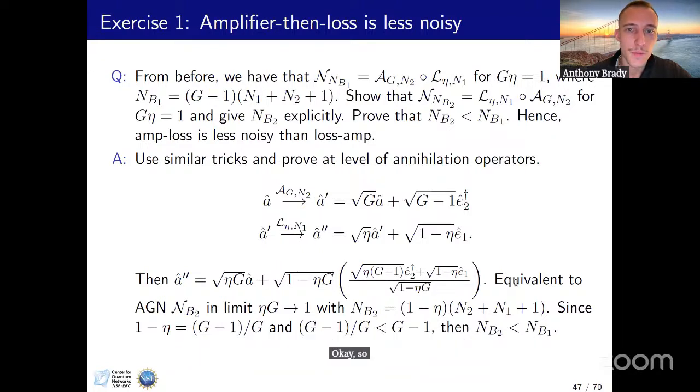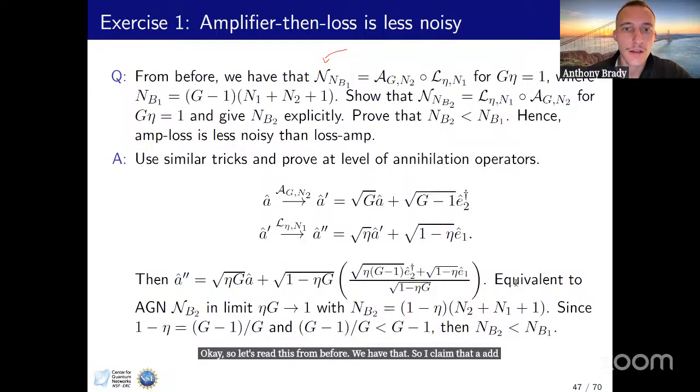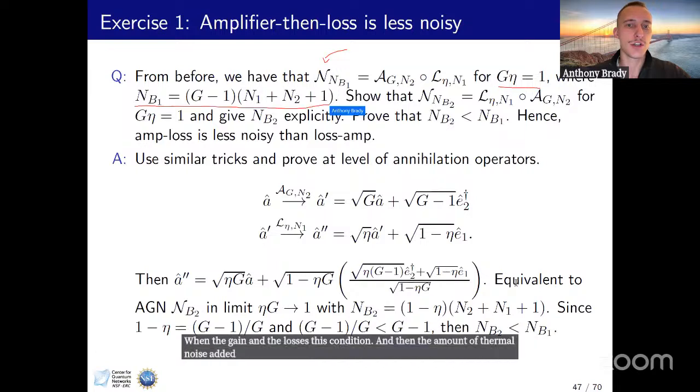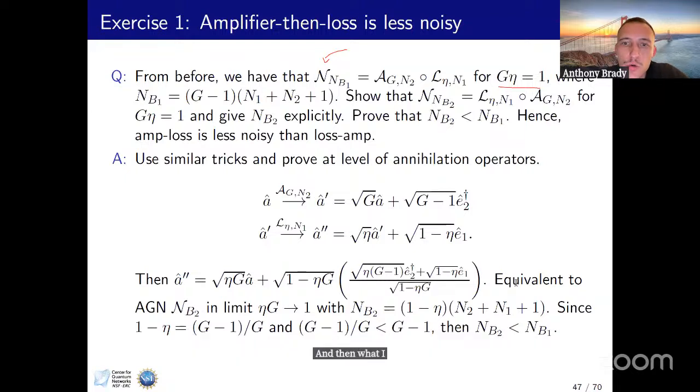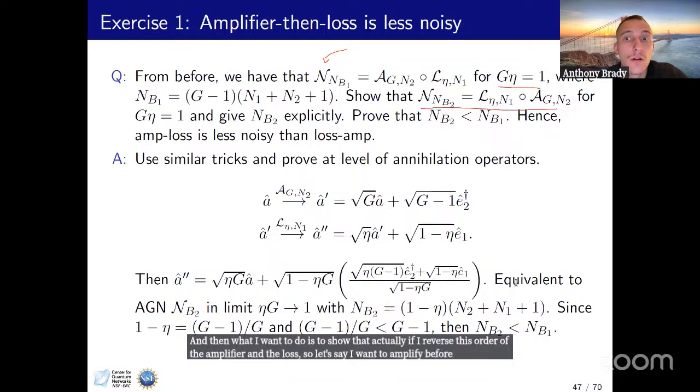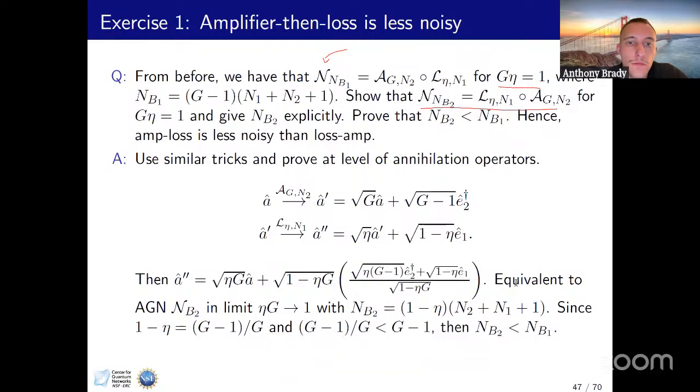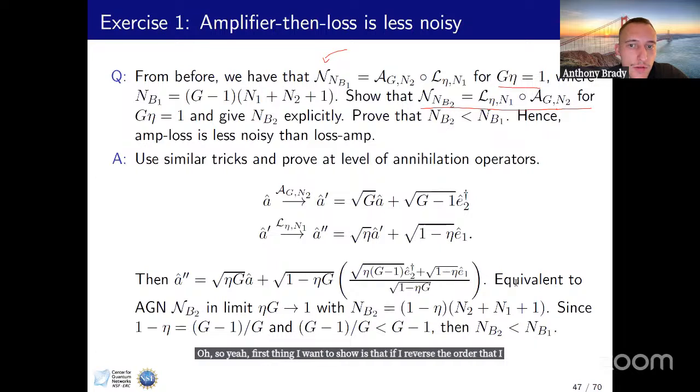Okay, so let's read this from before. I claimed that an additive noise channel in B1 can be thought of as a concatenation of loss and amplifier when the gain and the loss obey this condition. And then the amount of thermal noise added from this additive noise channel has some specific form. What I want to show is that if I reverse the order of the amplifier and the loss, so let's say I want to amplify before I do loss rather than after, then I actually get an additive noise channel.